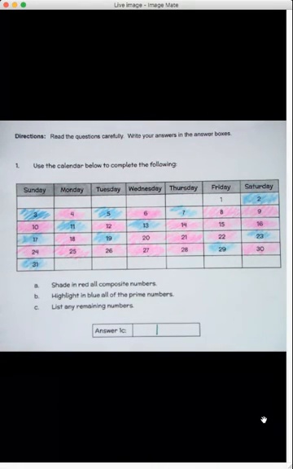There we go. And that's your math for today. Just practicing prime and composite numbers, thinking about ways we can find out whether they're prime or composite. And no homework for today, so take a little break.